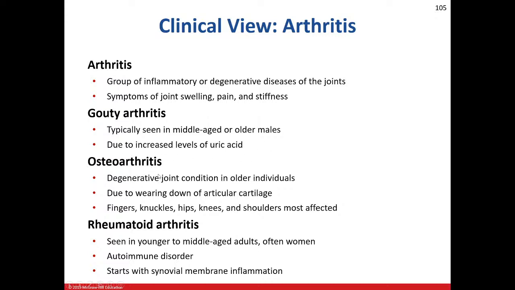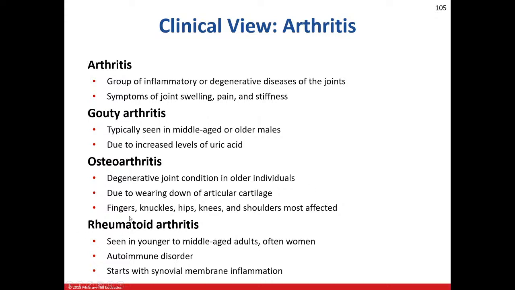Osteoarthritis, we mentioned, is a degenerative joint condition seen in older individuals. Just basically over time, your joints wear down. And exercise is not necessarily responsible for this. If you exercise, you can actually promote the health of your joints. Remember, we said that exercise increases the flow of synovial fluid, and the articular cartilage is actually dependent on that flow of synovial fluid. So exercise can actually improve that flow, maintain the cartilage, and prevent osteoarthritis. Okay. Fingers, knuckles, hips, knees, and shoulders are most affected with osteoarthritis.